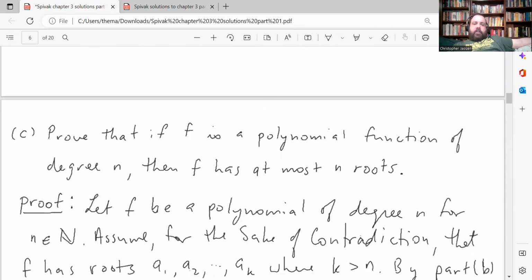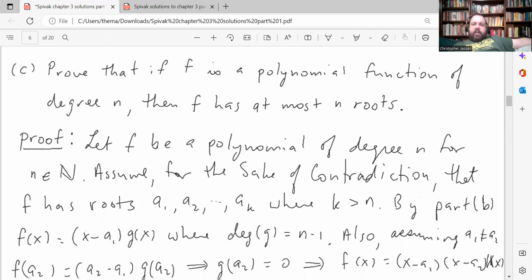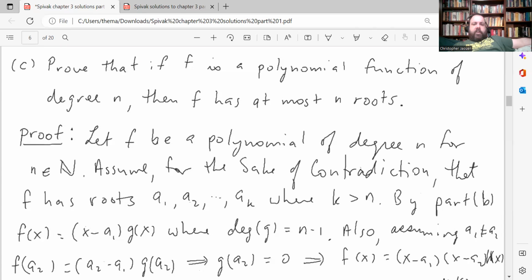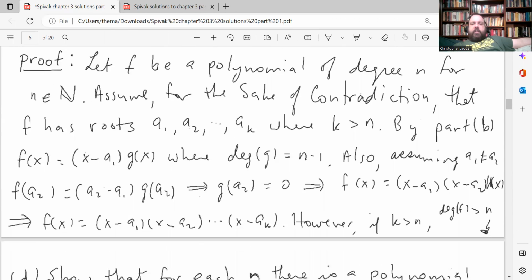Part C says prove that if f is a polynomial function of degree n, then f has at most n roots. This one I think I did by contradiction. Let f be a polynomial of degree n, for a natural number n. Assume for the sake of contradiction that f has roots a1, a2, up to ak, where k is greater than n. By part B, we know that f of x is (x minus a1) times g of x, where the degree of g is n minus 1.